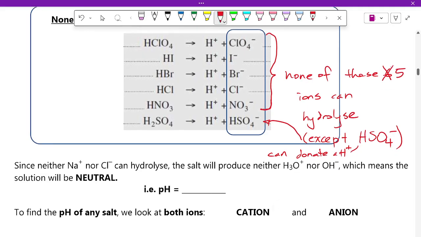So if there is no hydrolysis, the solution will be neutral. So if I give you a salt, what you're going to have to do is look at both ions, the cation and the anion, and if neither of them hydrolyze, the salt will be neutral.